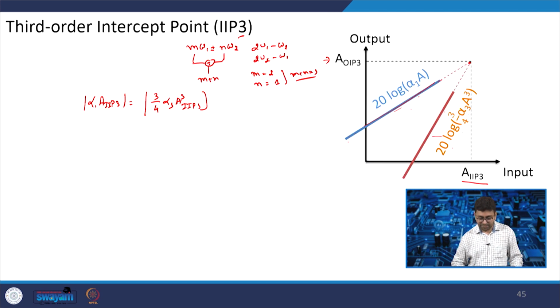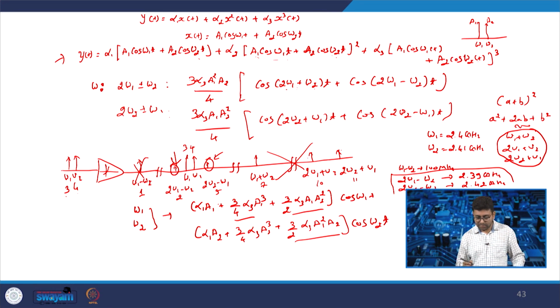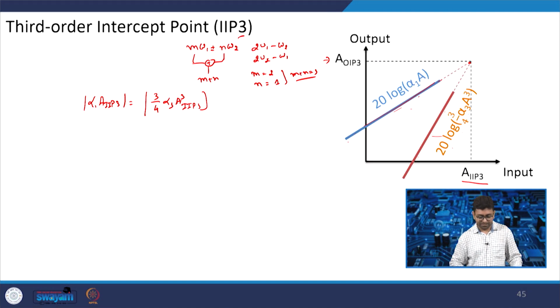So, this term came because of what we have considered, 3 by 4 alpha 3. Here A1 is equal to A2 is equal to A. We consider that the amplitude of both the tones is the same. If the amplitudes of both the tones are the same, it is a cube whether you consider 2 omega 1 minus omega 2 or 2 omega 2 minus omega 1, it will remain the same. So, the point at which this will intersect is nothing but the IIP3 point.